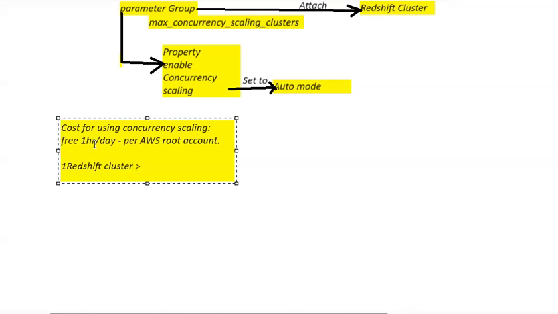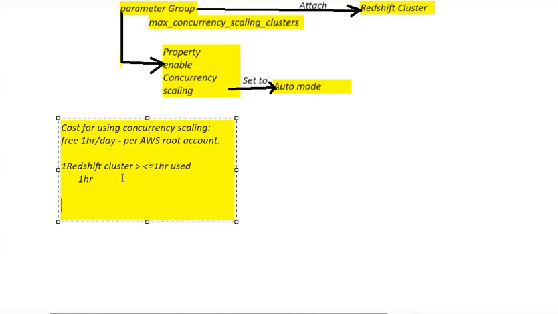Now what happens is I used it for 1 hour. That's it. So now do I charge it? No, because per day every account is getting 1 hour of free time. So if your Redshift cluster worked for less than or equal to 1 hour, then you won't be charged.